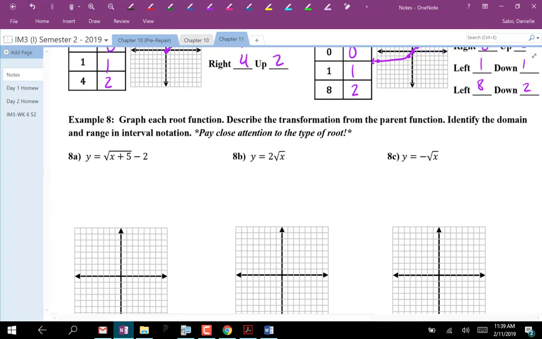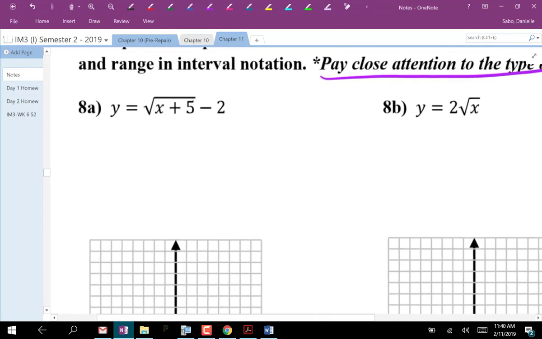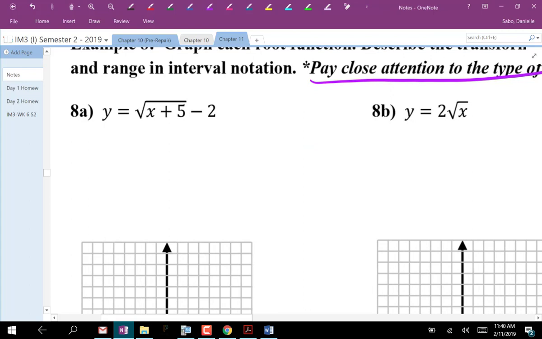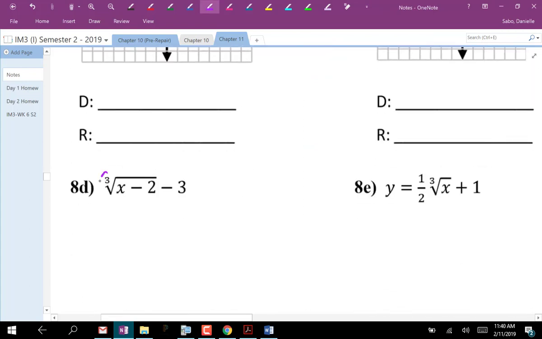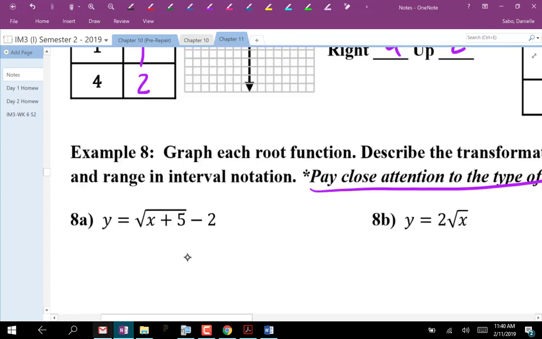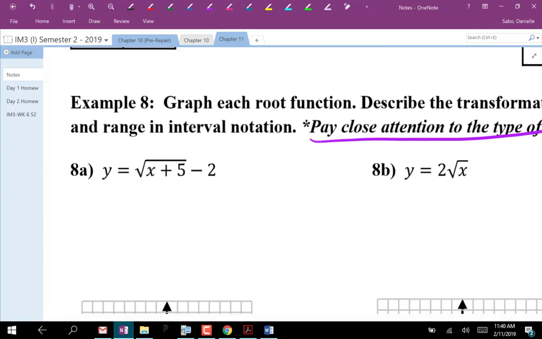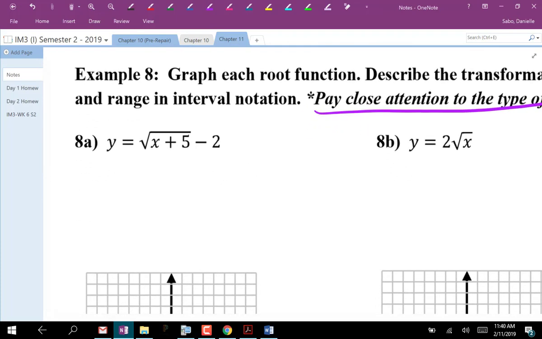So let's talk about this. It says graph each function, describe the transformations, identify the domain and range. Pay close attention to the type of root. So first you need to establish what kind of radical are we working with. So here we're talking about a square root, whereas the one below it is a cube root. So you can see the difference. This is a cube root, and this is a square root. Technically there's a 2 inside there. But let's talk about the transformations.